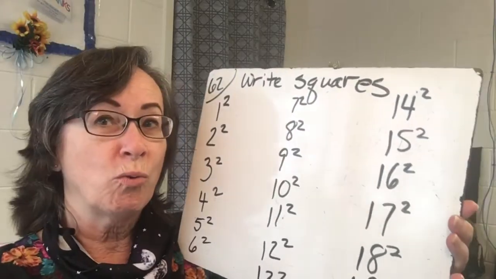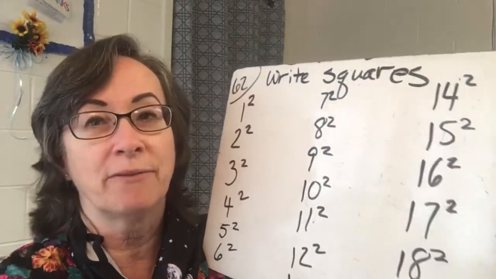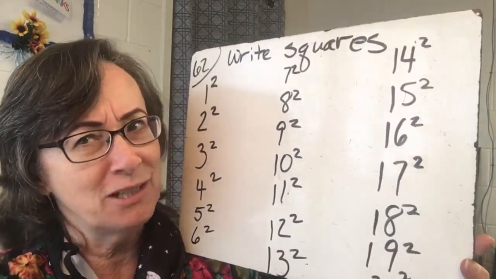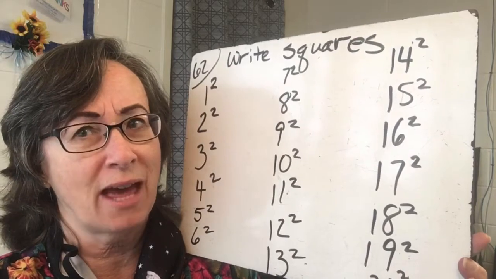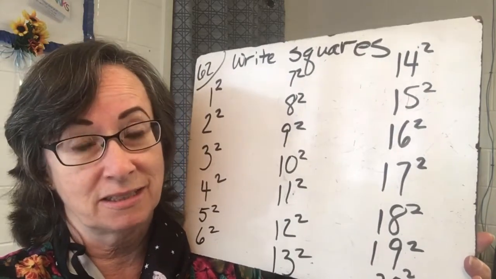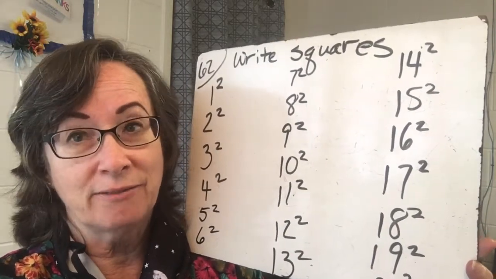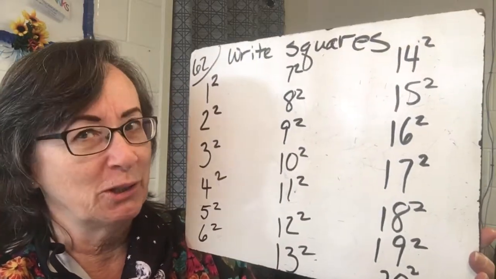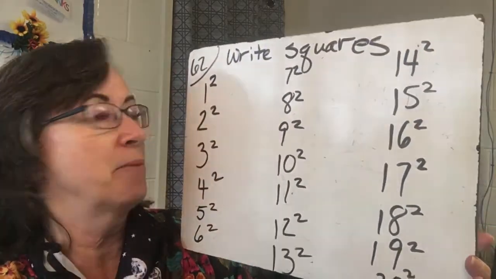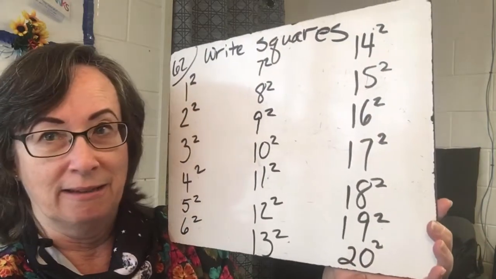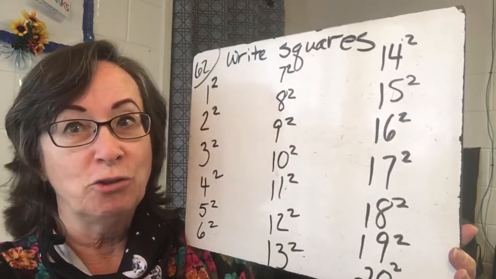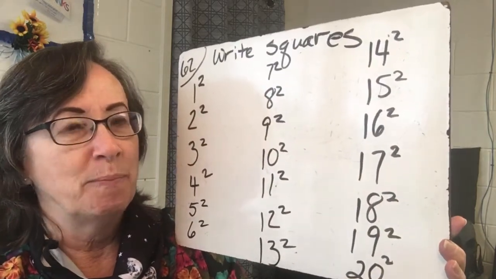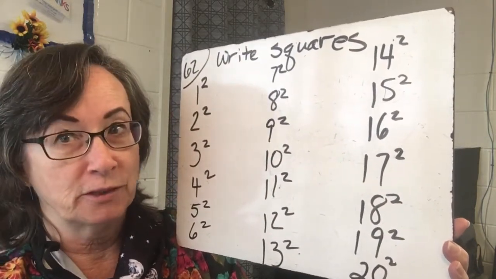Okay, so which numbers are going to have square roots that are counting numbers and which numbers are going to have square roots that are irrational? To know that, we have to know what our perfect squares are. So we're going to learn our perfect squares up through 20. And you should memorize at least those up to 15, but it would be helpful to know them all, right?